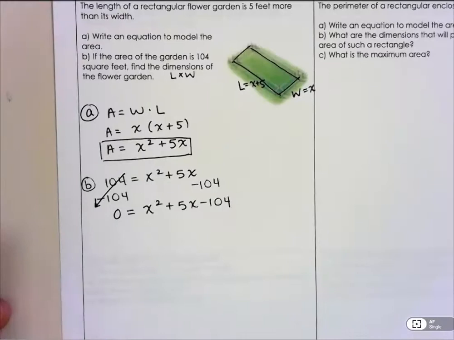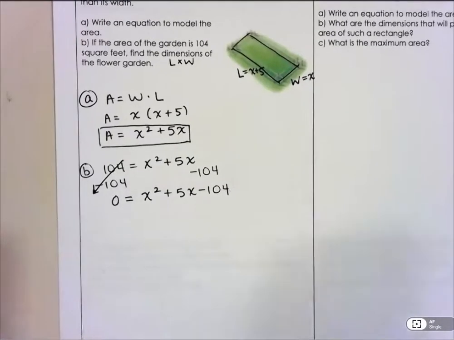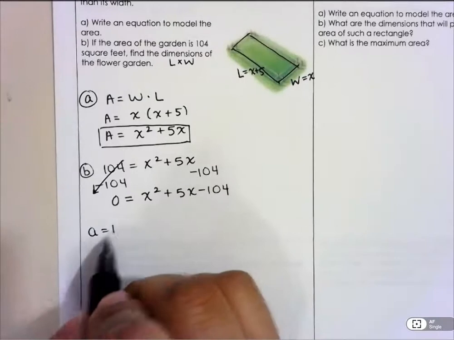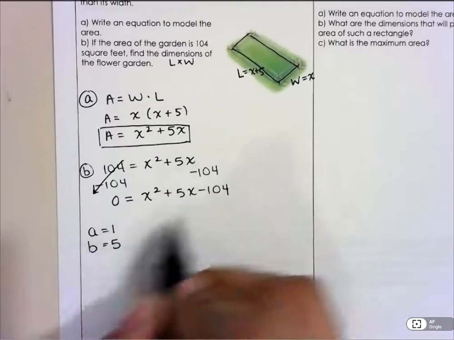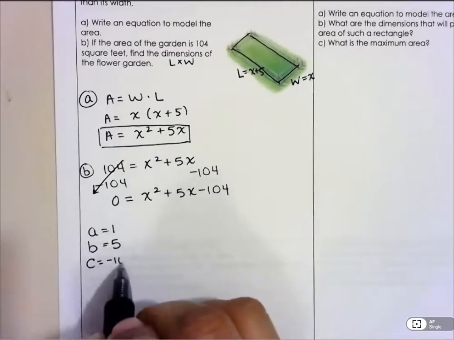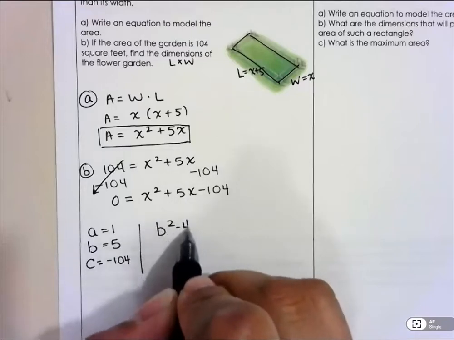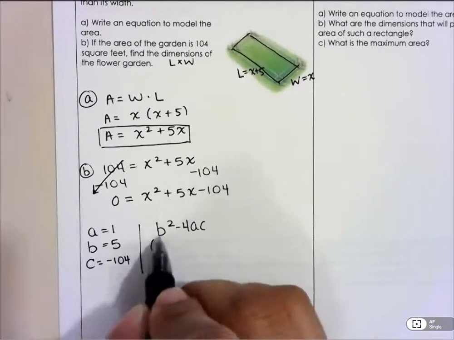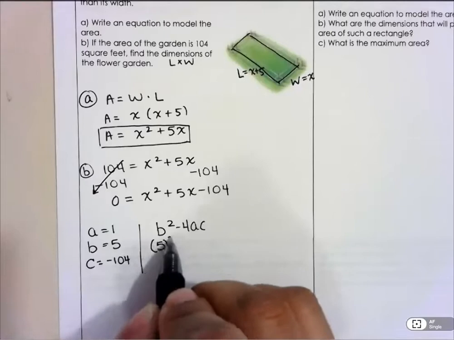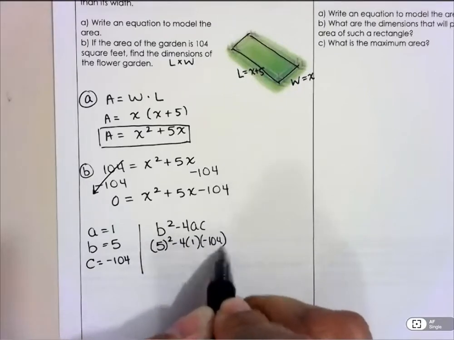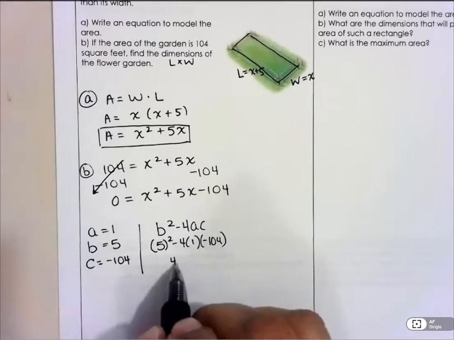And we're going to use the quadratic formula in order to solve this. So we need to identify a, b, and c. A is 1, b is 5, and c is negative 104. If we use the discriminant, b squared, 5 squared, minus 4 times 1 times negative 104, we get 441.